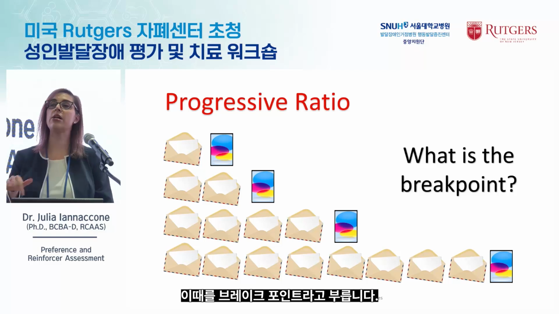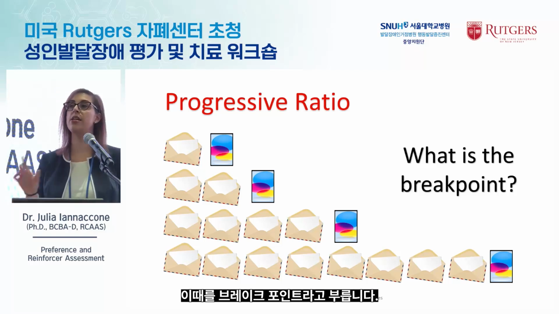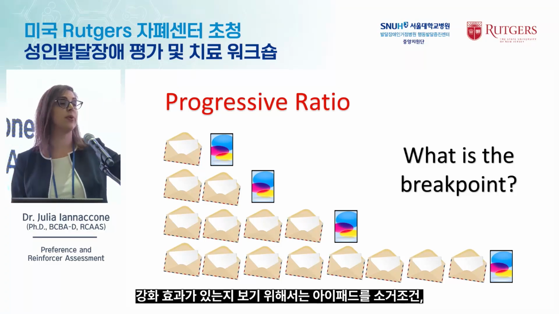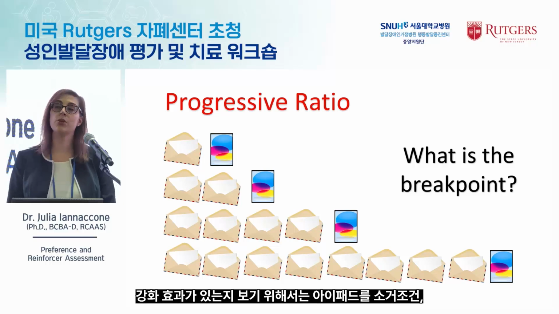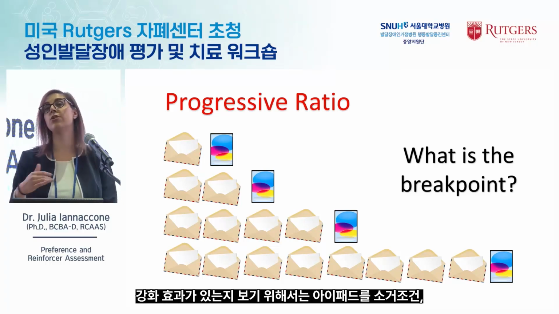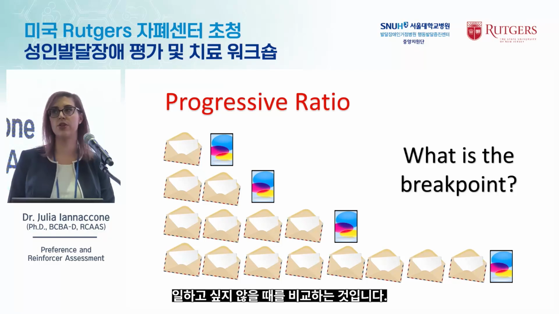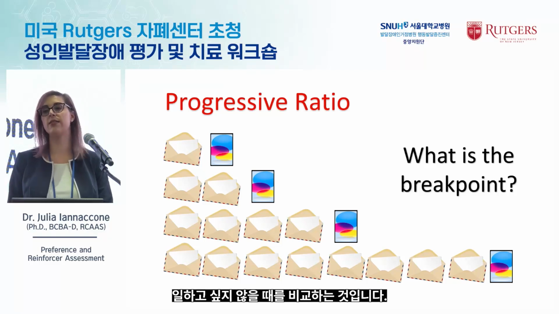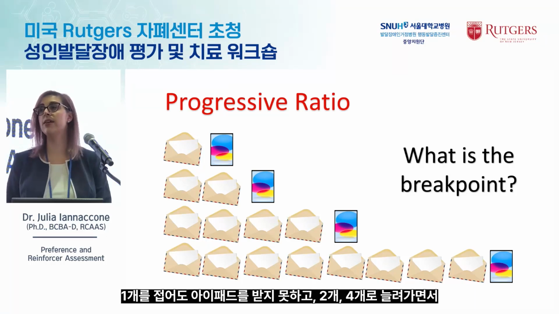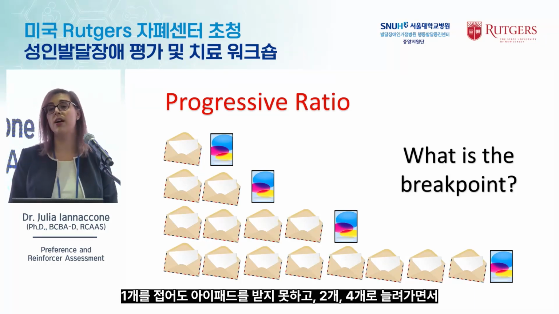And so the way that we know that something is reinforcing is we compare, in this example, it's the iPad, to a control condition or extinction where they're not working for anything. So stuff an envelope. Great, they don't get anything. Now stuff 2. They don't get anything. Now 4, you don't get anything. They're probably not going to do much work at all.